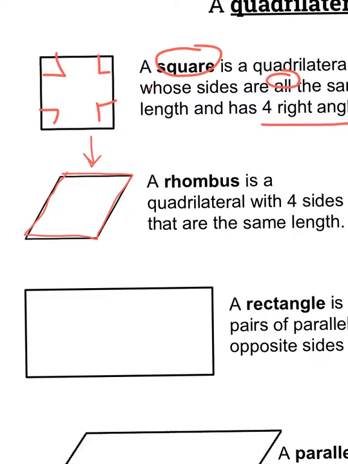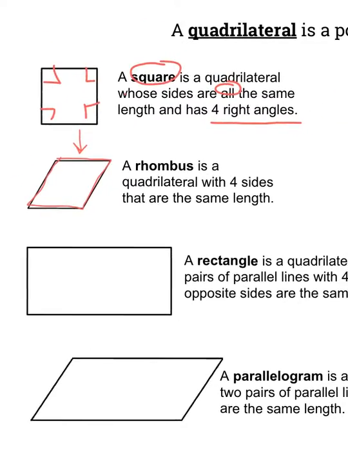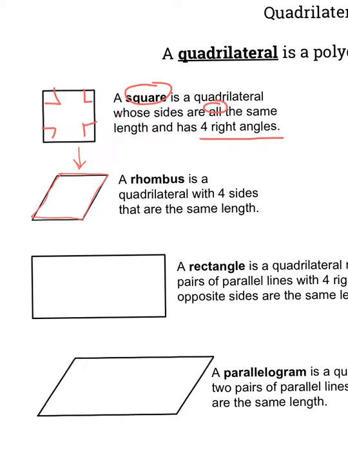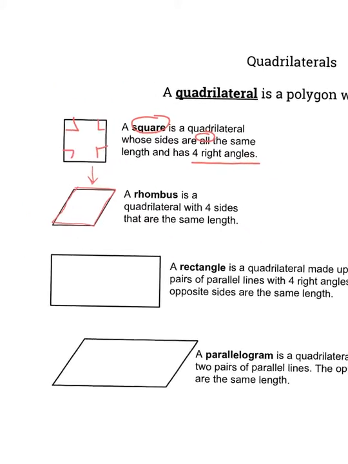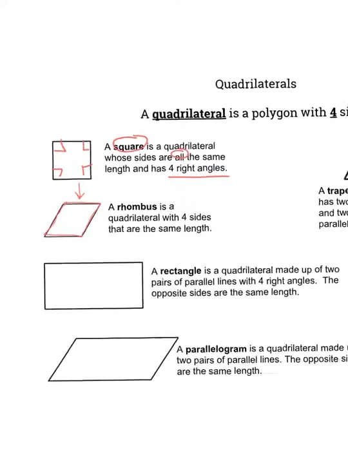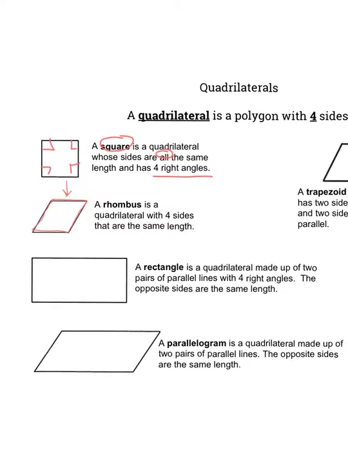Moving on, we're going to talk about another one that's very familiar to you, and that's a rectangle. A rectangle is a quadrilateral made up of two pairs of parallel lines with four right angles, and the opposite sides are the same length. The next thing we're going to look at is a parallelogram.